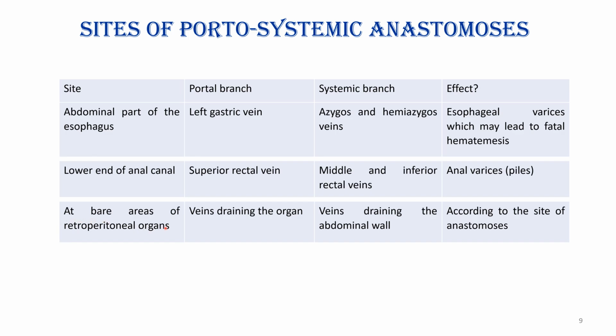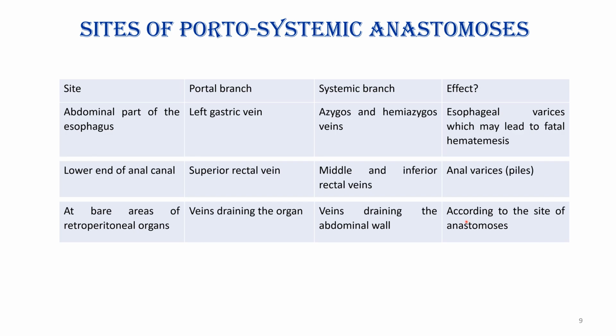The third site is many parts at the bare areas of the retroperitoneal organs, or even those covered by peritoneum but having bare areas, like the bare area of the stomach, the bare area of the liver, the bare area of the duodenum, the bare area of the ascending and descending colon, and parts of the transverse colon, and also the bare areas of the rectum and the anal canal. All these are sites of portosystemic anastomosis between the veins of the organ, which is portal, and the veins draining the abdominal wall, which is systemic. And according to the site, the effect will be there.